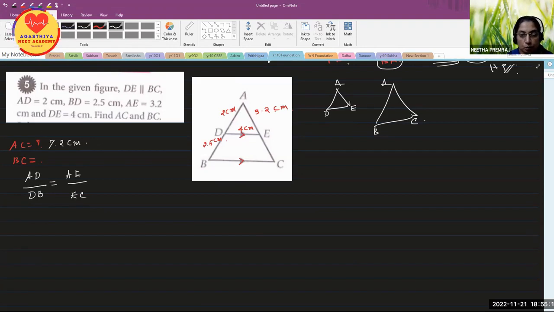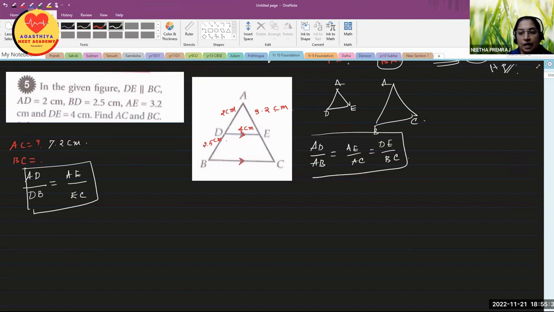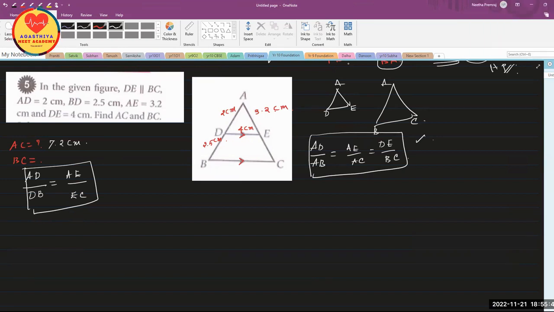If you want to write DE by BC, you have to consider the entire triangle. AD by AB is equal to AE by AC, which is equal to DE by BC. When you write it this way, you can't consider this measure. When you consider the whole triangle, then only you can find this. Guys, you understood?